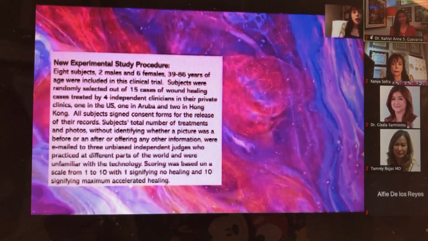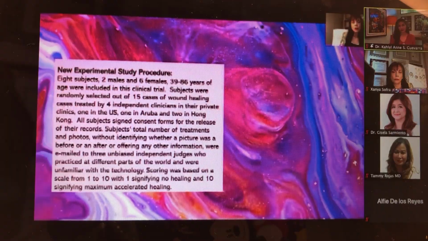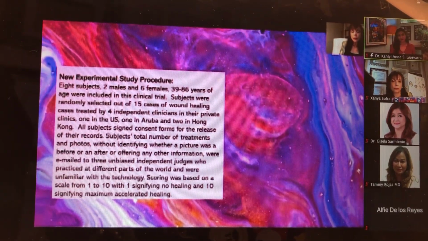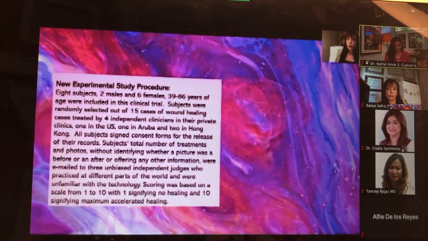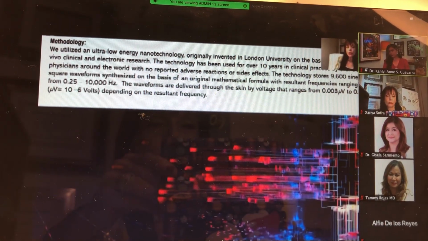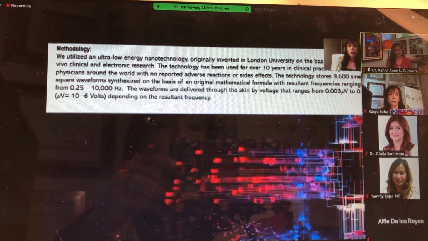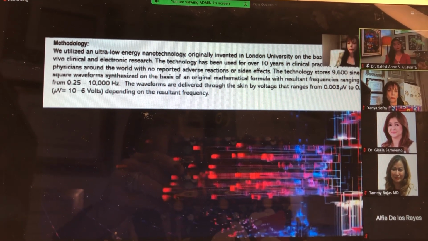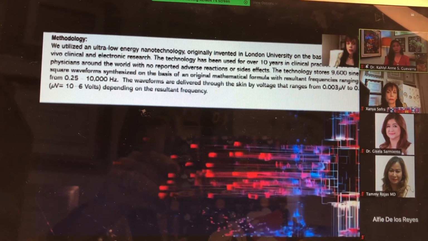We did a clinical study. We had 8 subjects, 2 males and 6 females. There were dermatologists from around the world that offered their clients, and we used a new technology that came out of London University and has extremely low energies that have resultant frequencies from 0.25 to 10,000 hertz.